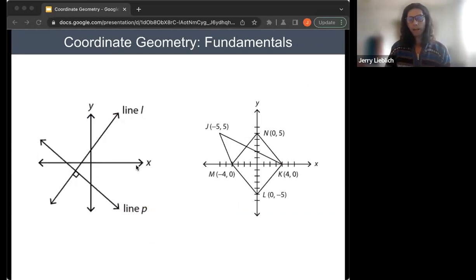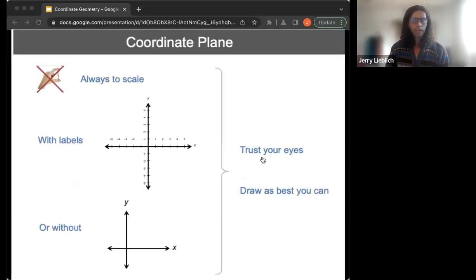Sometimes it will be unmarked. Sometimes it will be marked with ticks and you can actually count it out. And on the test, it actually doesn't really matter if it is marked or unmarked. In both cases, this is the only time on the test in geometry that things are drawn to scale. So no matter what, you can trust your eyes. And a really good idea is to, when you see a coordinate geometry problem, just sketch it on your paper as best as you can.